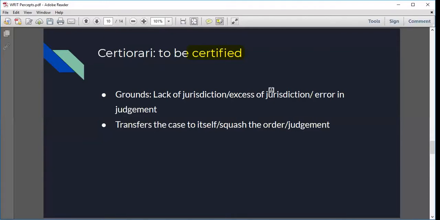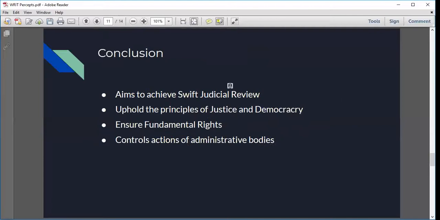So if there is wrong judgment, then in that case certiorari can be used. Similarly, I have just mentioned over here that it deals with transfer of the cases to itself or squash the order or judgment, right? So we have talked about it. Now, okay, let's move to the conclusion.